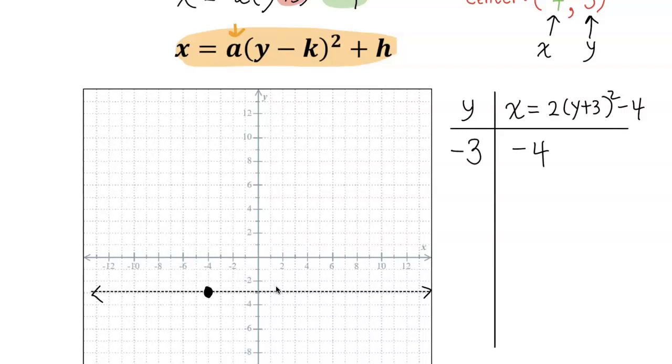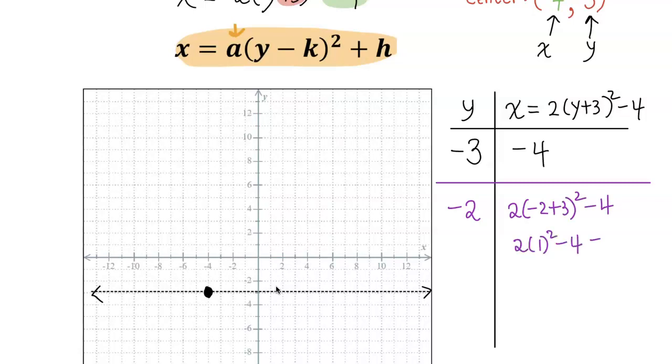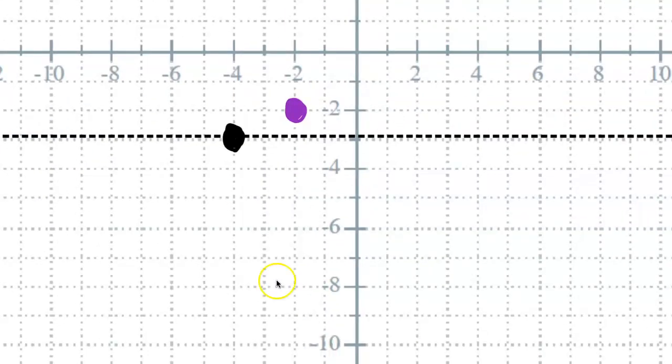Then I will get 2 times (negative 2 plus 3) squared minus 4. That is 2 times 1 squared minus 4. So we will get the x value of negative 2. So we will plot negative 2, negative 2. So go 2 to the left, down 2. Here's the point. Now look, if I get this purple dot that is one above from the axis of symmetry, we know we're going to have another purple dot, one below the axis of symmetry. So I got 3 points, but I think I'm going to get one more. Let me get one more.